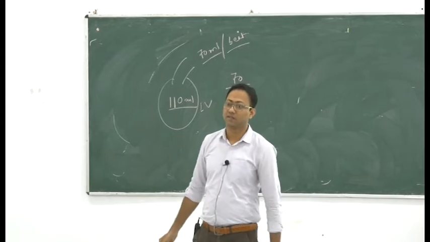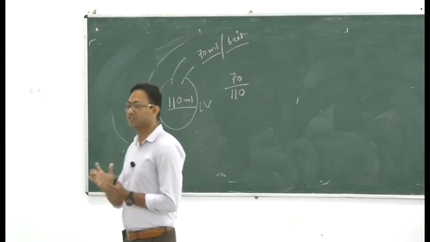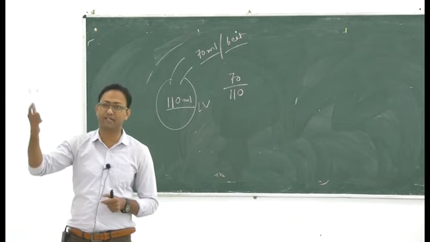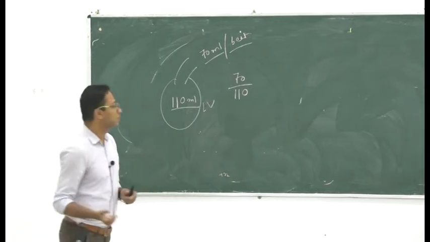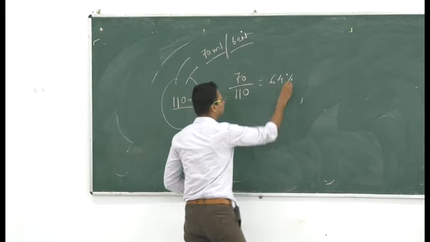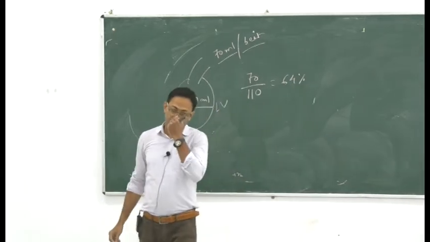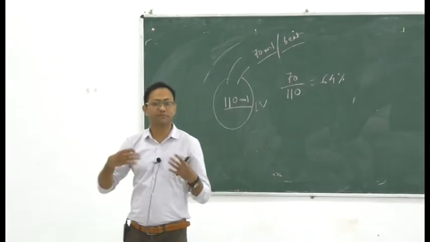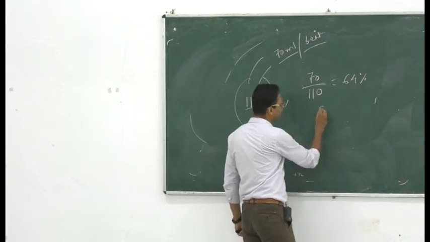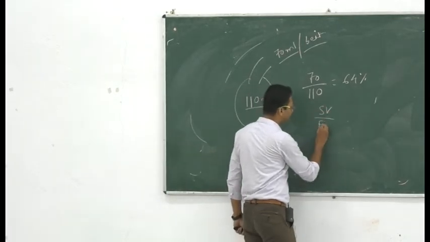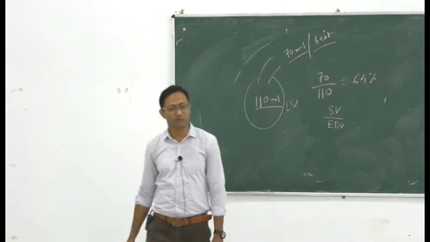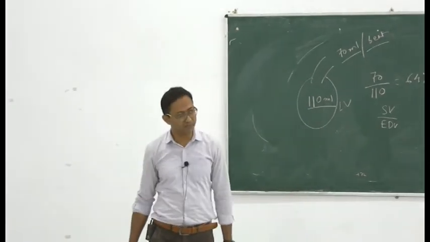Now, diastolic volume is 110 ml, and out of it, 70 ml is ejected per beat. So the percentage will be around 64%. This is called ejection fraction. What is the formula of ejection fraction? Ejection fraction is stroke volume divided by end diastolic volume. Correct? This is called ejection fraction.